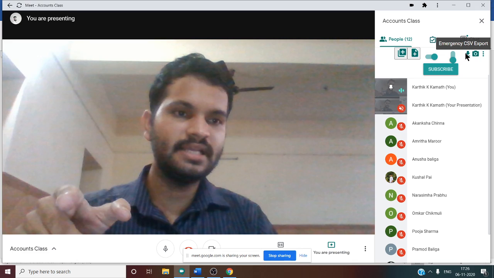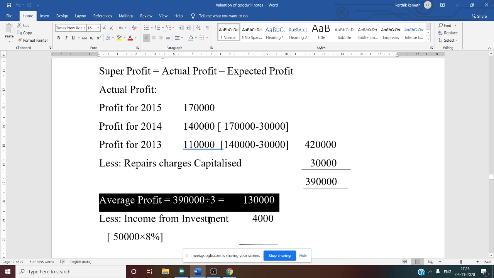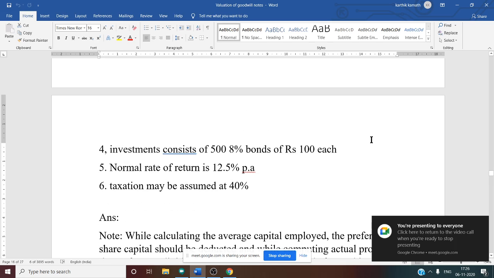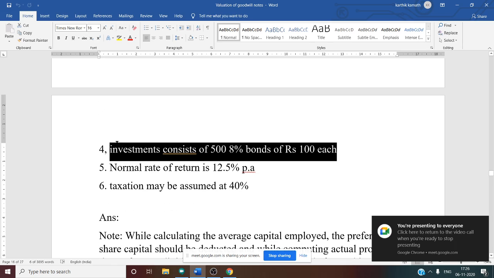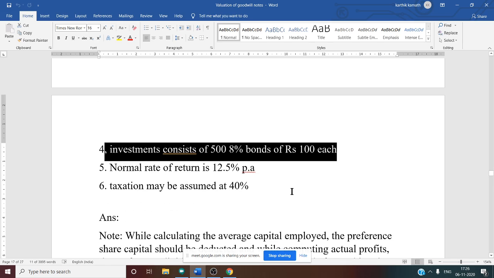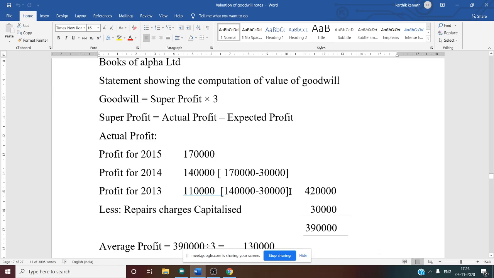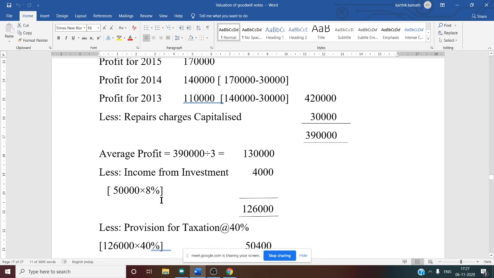So how to calculate interest on investment? Just we'll see the adjustment. See this, 500 into 100. Why? Because 8% bond, so rate we know 8%. So 500 into 100 you do first. So what is the answer? 500 into 100, if you do, you will get 50,000. 50,000 into 8%, so now you get interest received from that investment, that is 4,000. So now average profit minus non-business income, you will get remaining answer as 1,26,000.